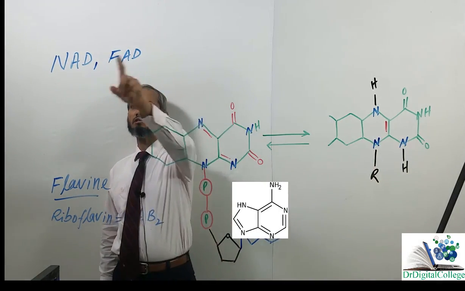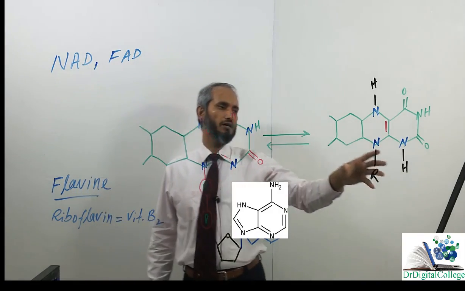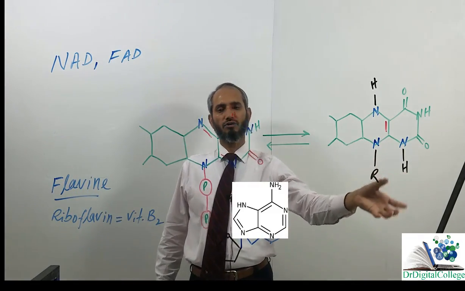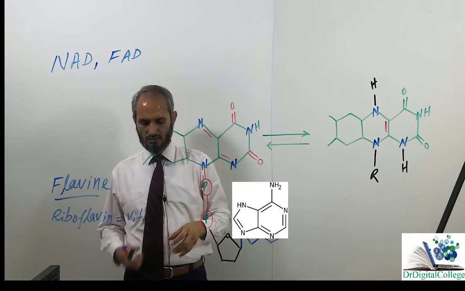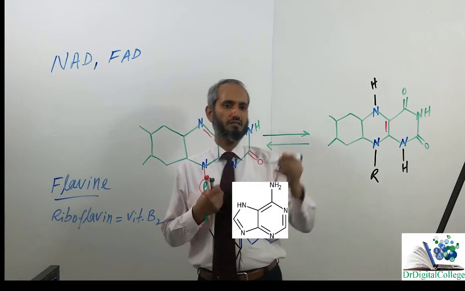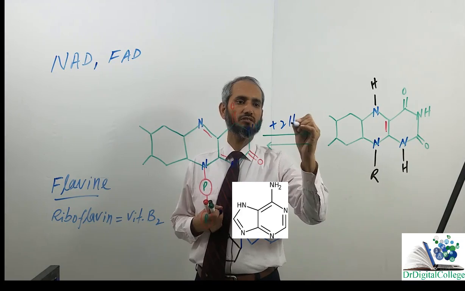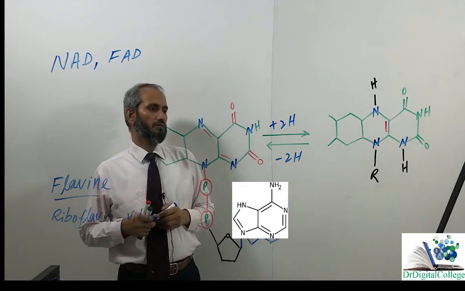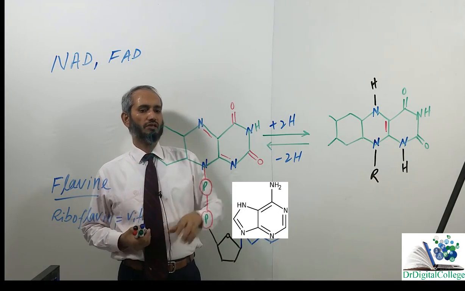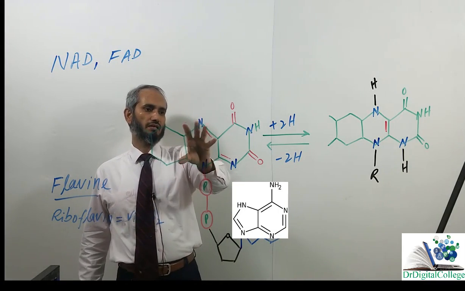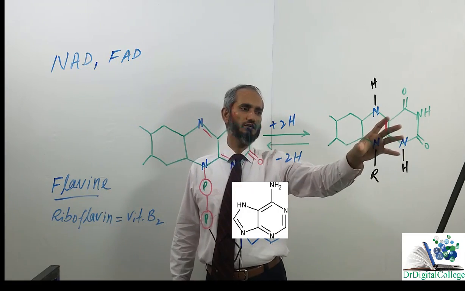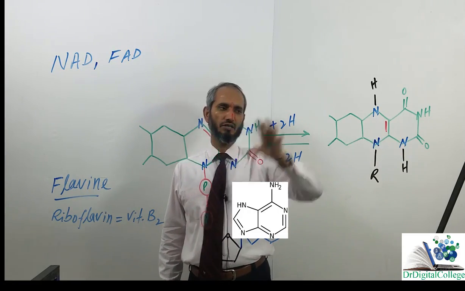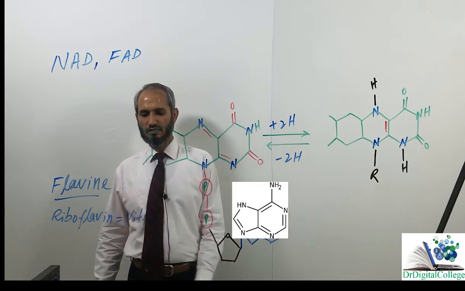Now FAD, just like NAD, can take up hydrogen like this in its reduced form, or it can release its hydrogen in its oxidized form. This is here plus 2H and this is here minus 2H. Okay, so in this way, in this form, it is acting as an oxidizing agent, and in the other form, it's acting as a reducing agent when it is reduced as such.